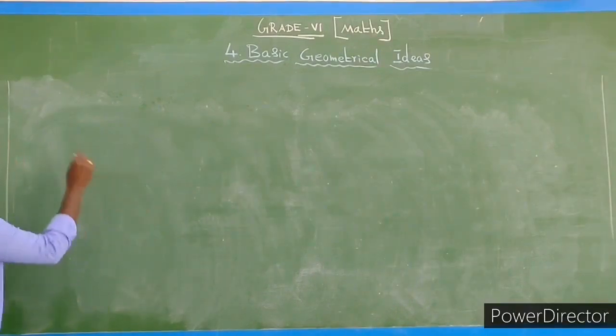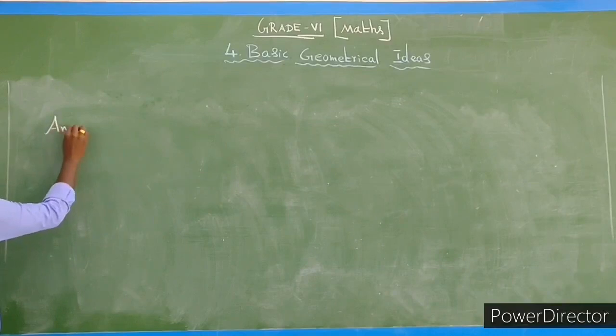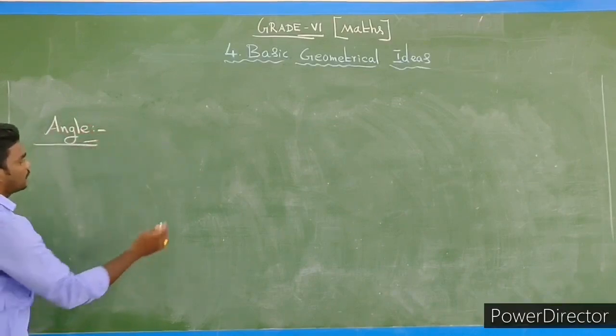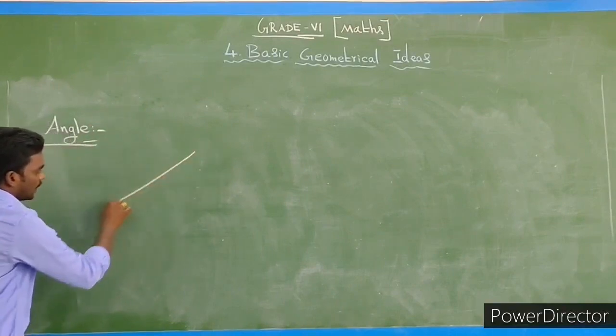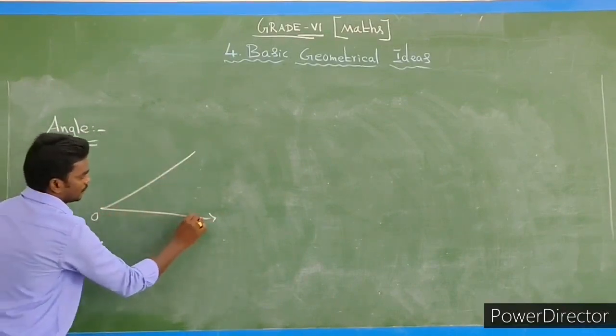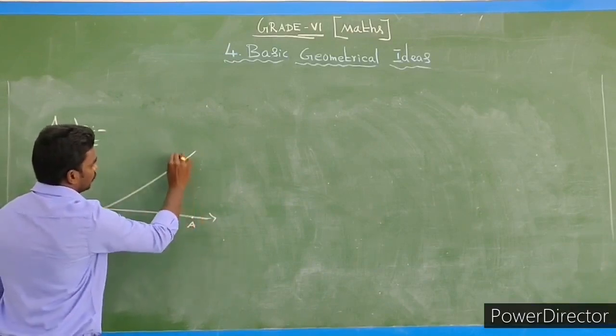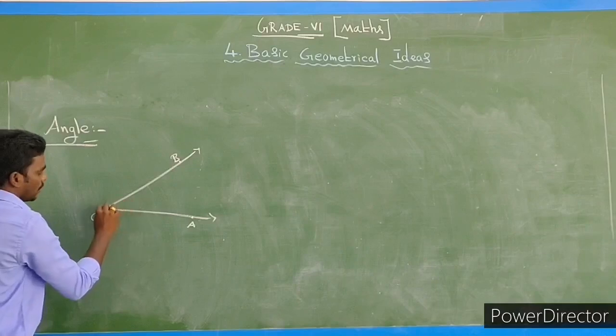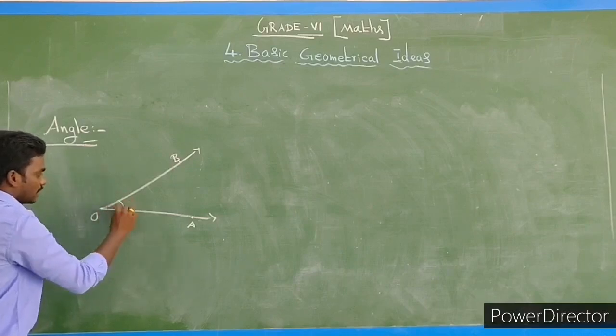So the next concept is: what is an angle? An angle is made up of two rays having a common endpoint. So this is ray OA and the second one is ray OB. These rays OA and OB have a common point, and this common point makes an angle.